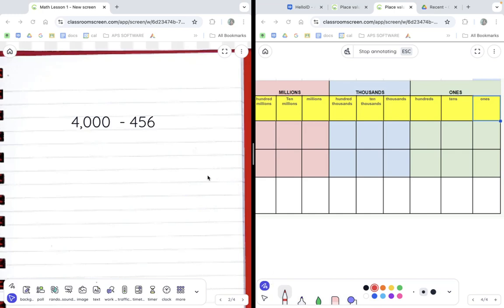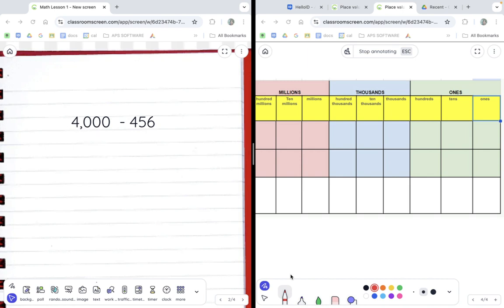So let's say, for example, we have this expression 4,000 minus 456. The easiest way to do this is you're going to use your graphing paper or the paper that I provide for you to use, which is the colored one. So we have this one. We have the green, blue, and pink or red. But anyway, so we know that this is 4,000.